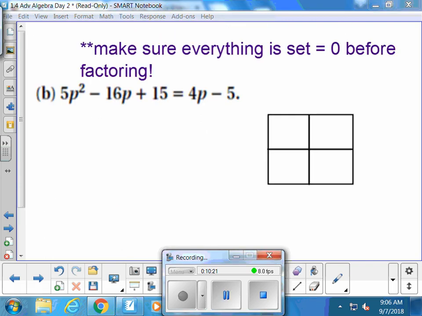All right. This one's going to be a little bit harder. It looks longer, first of all. But what makes it a little harder is not everything is set equal to 0 right now. You can't use factoring, can't use the box method until everything's set equal to 0. So, I'll give you a second to jot down. My box a little later.